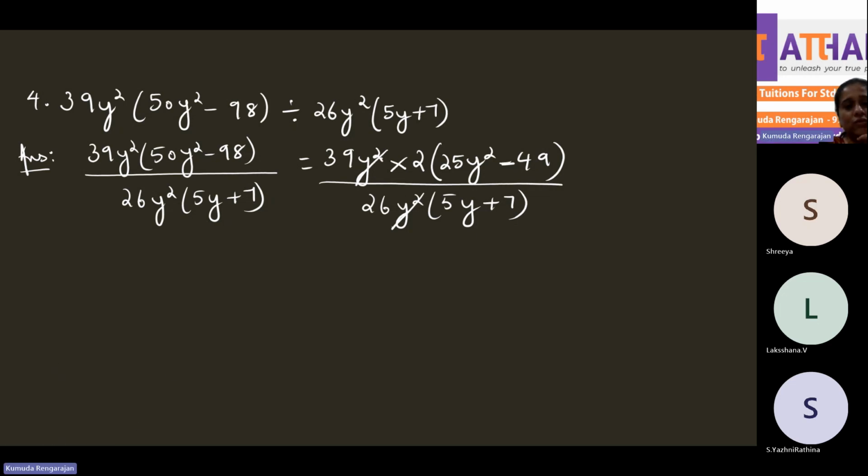So y square and y square. See, it's a product. 39 into y square into 2. It's a product. And here also 26 into y square. So you can cancel y square and y square. 2 ones are 2, 13 twos are 26. 13 ones are 13, 13 threes are 39.